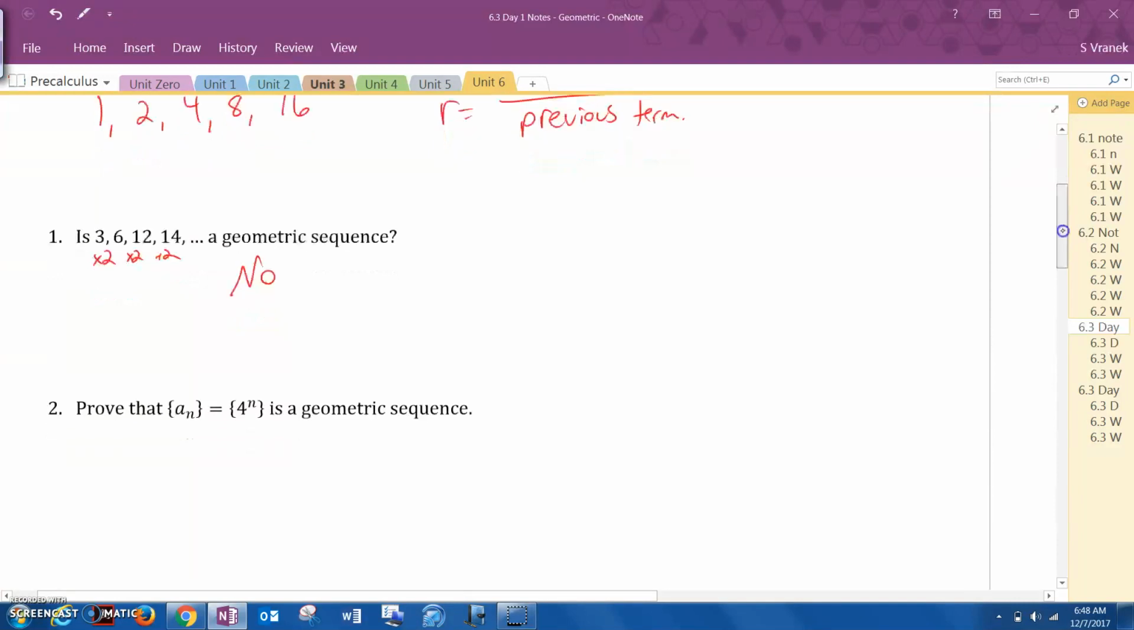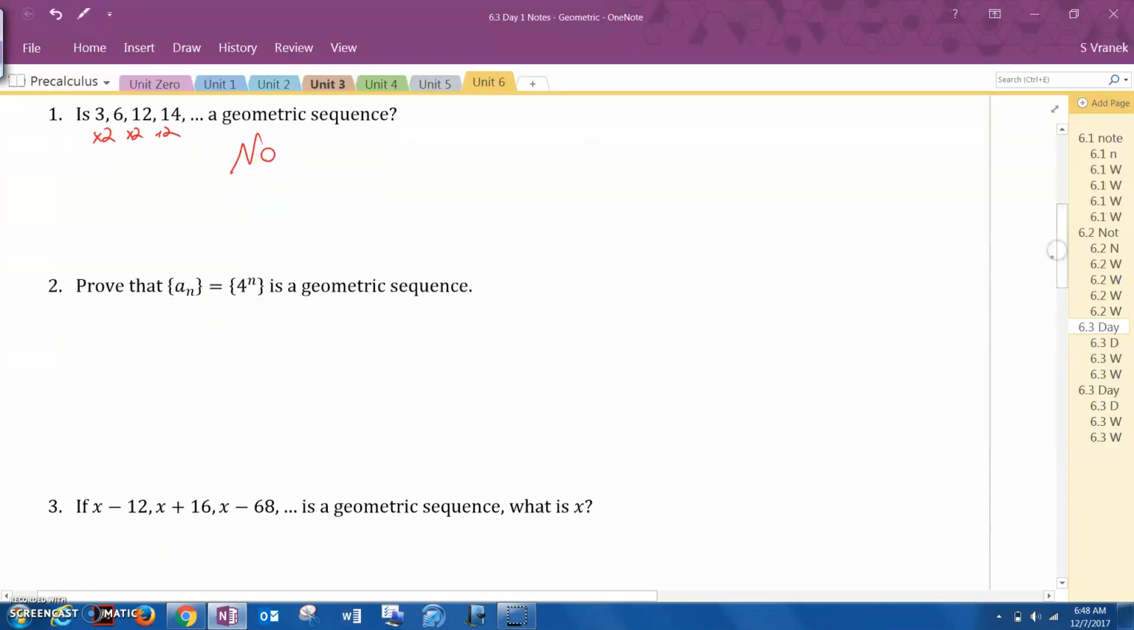Now, just like we did before with proofs, we have to prove it without putting numbers in. So to do that, you need the next term in the sequence. So that means you put an n plus 1 in wherever you see an n. So I'm going to put an n plus 1 here. Okay? Then I'm going to show that the common ratio is always constant.